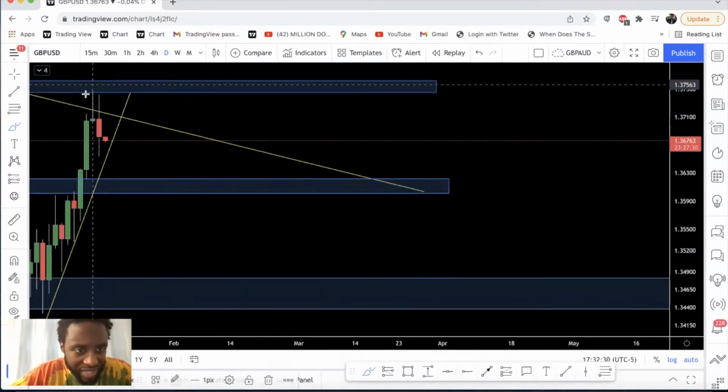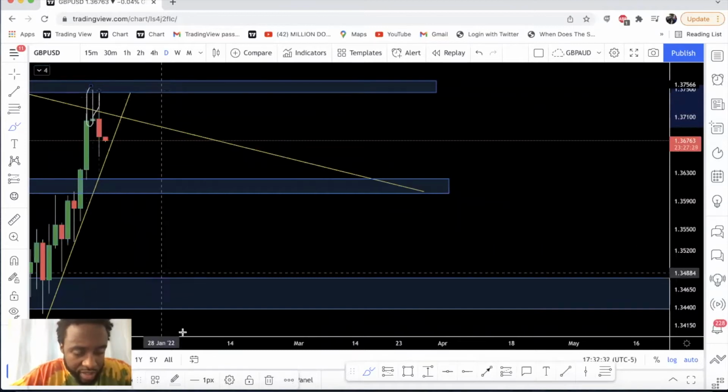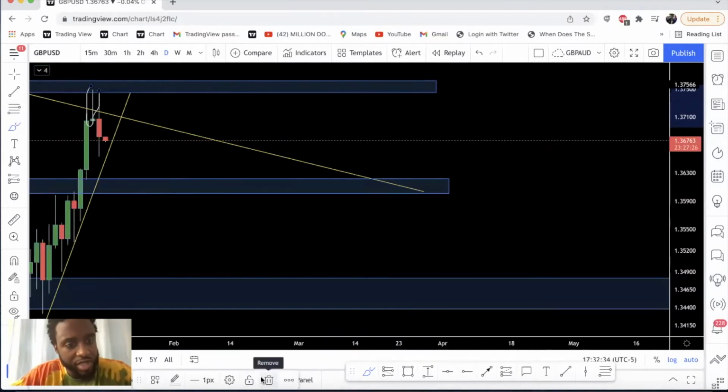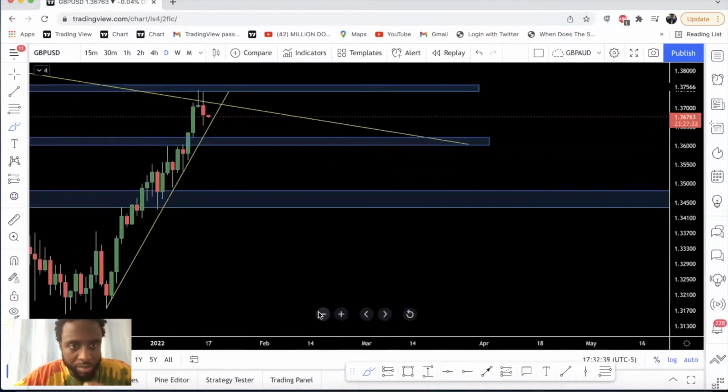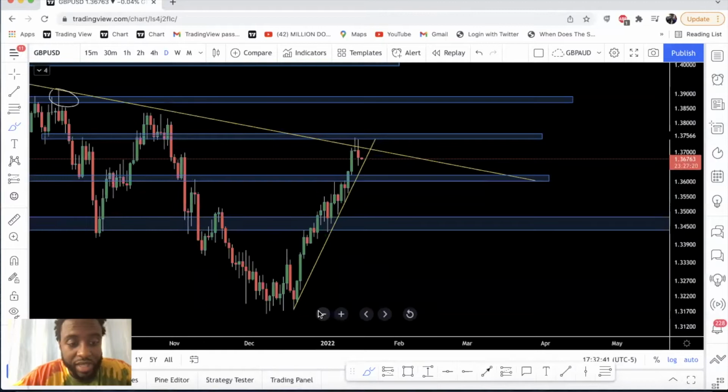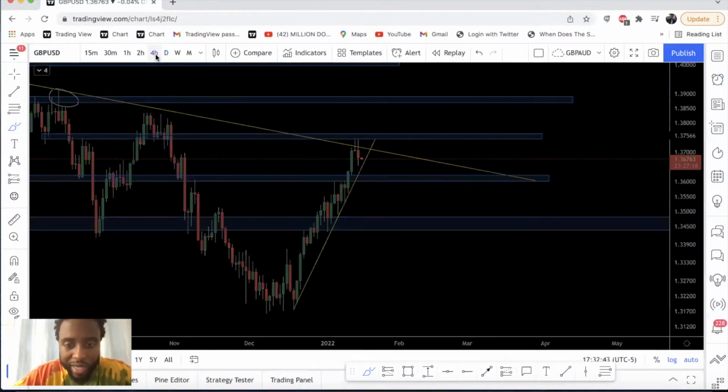This is nice, like a gravestone doji type right here, that could signify some sellers coming in, and then we had this nice daily close showing us a bearish rejection. This could be setting up for a big move. So this is how I will play it.